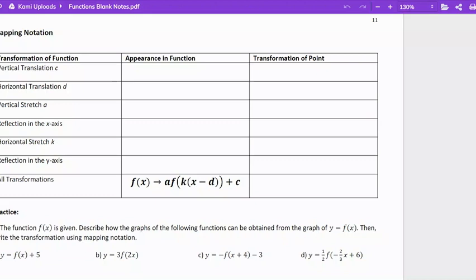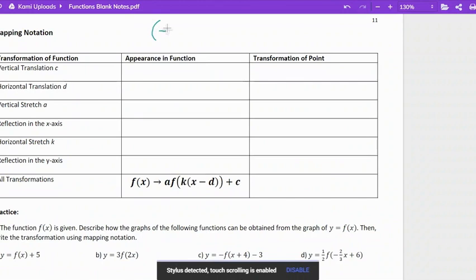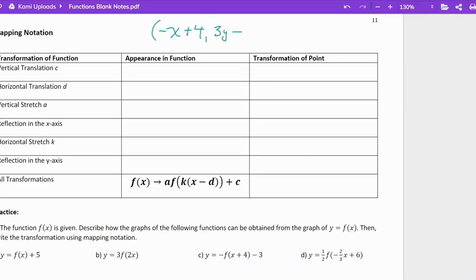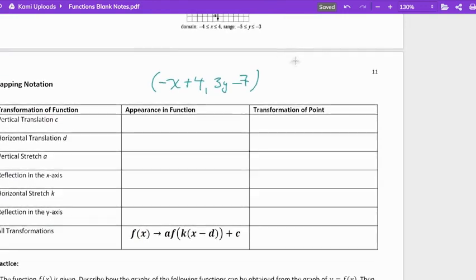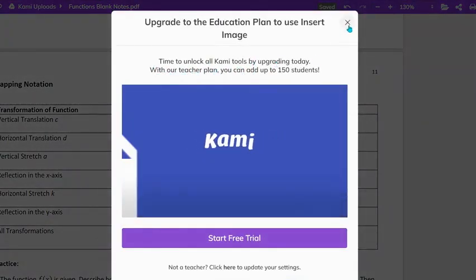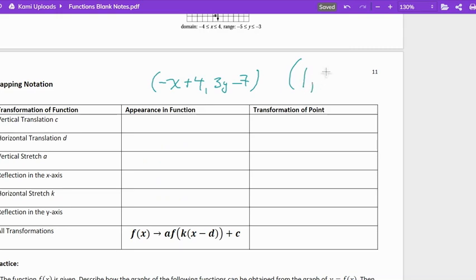Okay? But what you did just now is actually pretty much determining a formula for how to transform a point. So if I were to give you, remember we had a negative x plus 4? I forget. 3y minus 7. You don't have to write this down. And if I were to now say, well, I have a new point. My new point is 1, 2. Could I use this formula to transform it? Yeah. So let's see what that would look like.